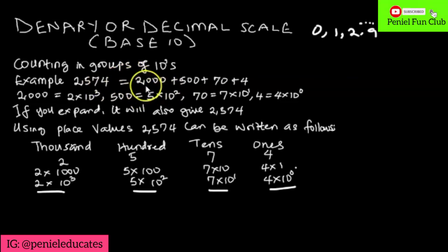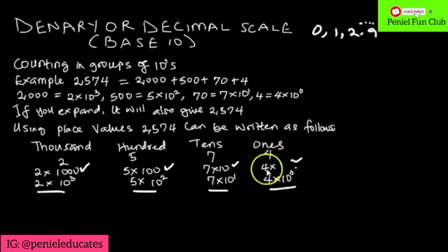2574 can be written like this: 2000 plus 500 plus 70 plus 4. So it means you can have 2 times 1000, 5 times 100, that is the hundreds position, 7 times 10, which is tens, and 4 times 1, which is ones, that's the unit.